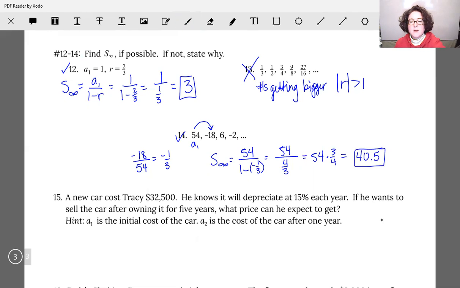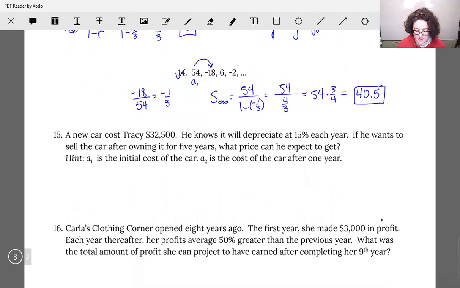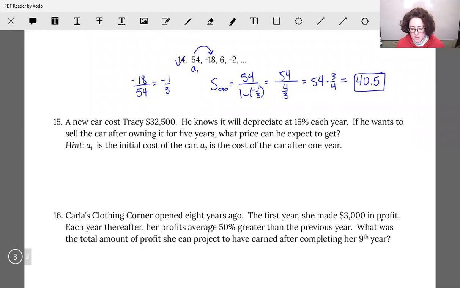Alrighty, then a couple word problems. Here we go. A new car cost Tracy $32,500. He knows that it will depreciate at 15% each year, which is pretty accurate. If he wants to sell the car after owning it for 5 years, what price can he expect to get? For your hint, a sub 1 is our initial cost and a sub 2 is the cost after 1 year. So after owning it for 5 years, what's our a value going to be?